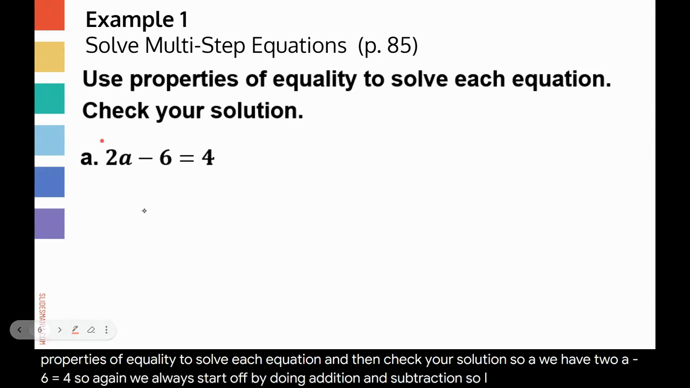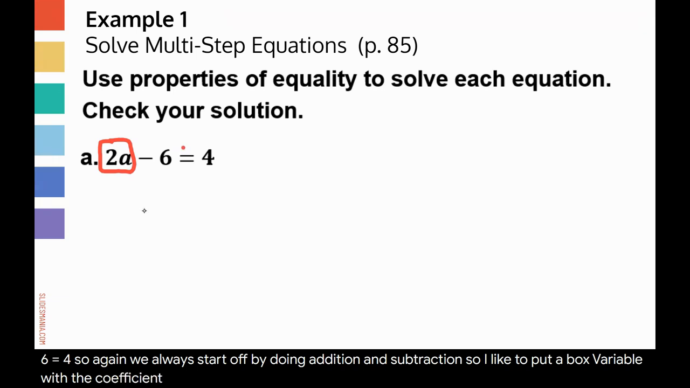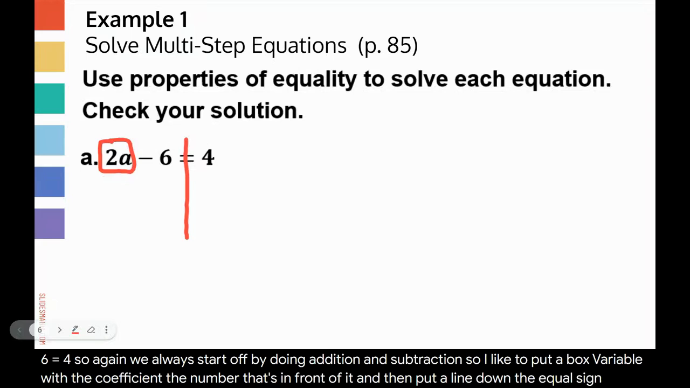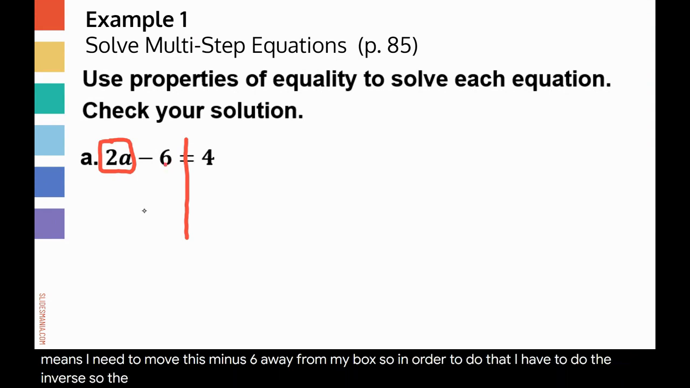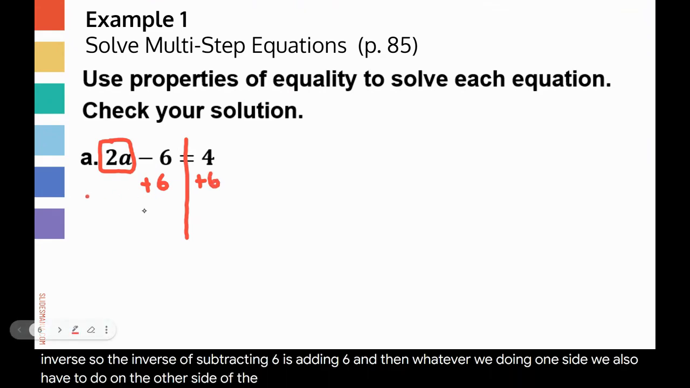I like to put a box around my variable with the coefficient, the number that's in front of it, and then put a line down the equal sign. So that means I need to move this minus 6 away from my box. In order to do that, I have to do the inverse. The inverse of subtracting 6 is adding 6. And whatever we do on one side, we also have to do on the other side of the vertical line.